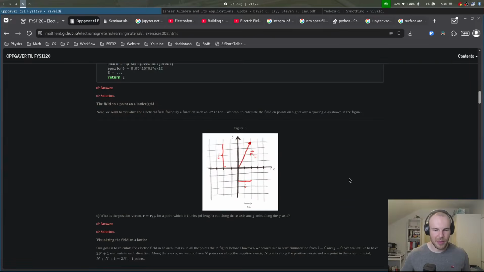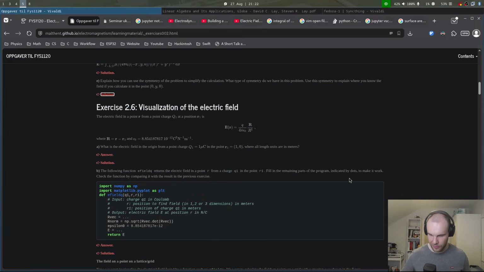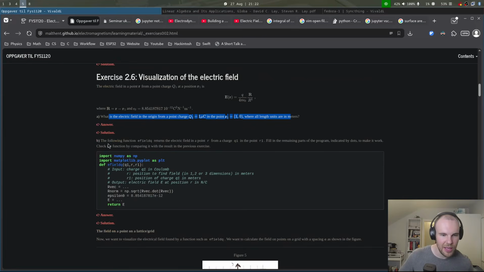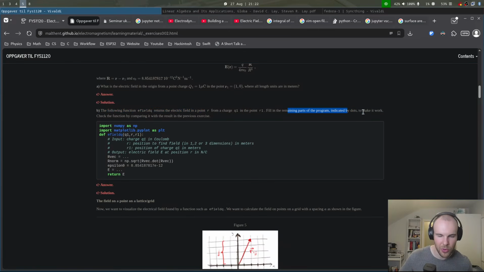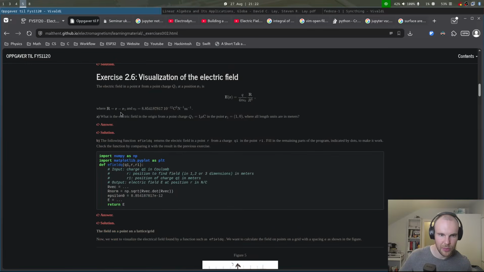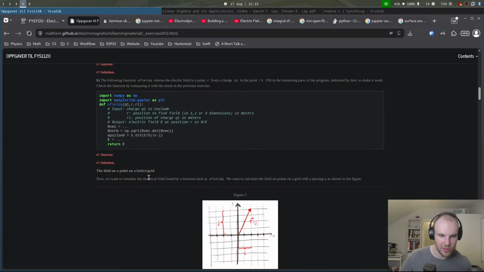Now let's see, maybe we can finish 2.6 as well. That's fun. Okay, let's finish 2.6. Visualization of the field. The electric field in point R from point charge Q1 at position R1 is this guy right here. What is the electric field? That's just inserting, we're not going to do that. B, the following function, E field Q returns the field. Fill in the remaining part of the program to make it work. Yeah, that's just, you write literally what's there. That's also easy, you're not going to do that.